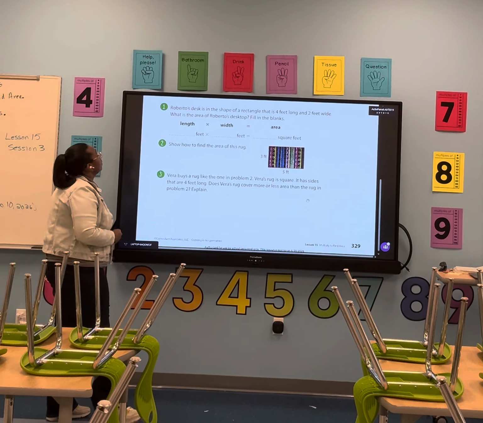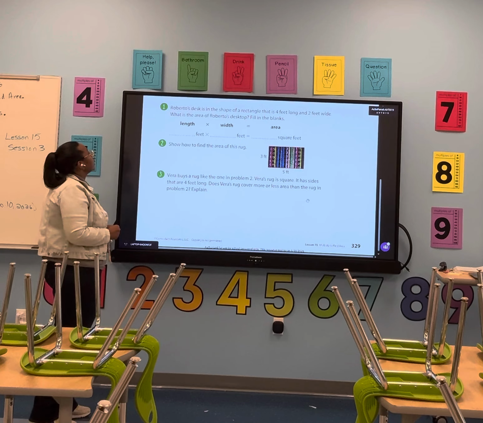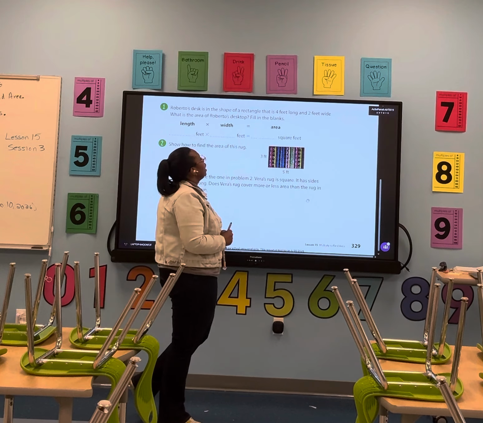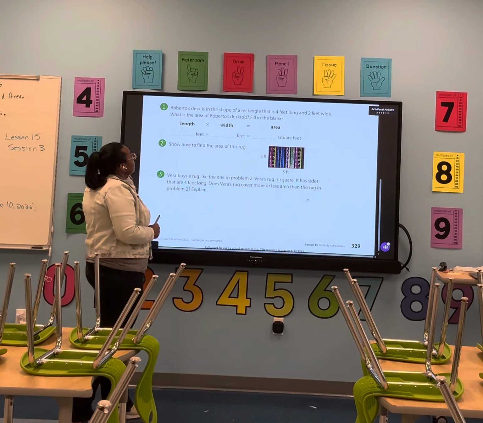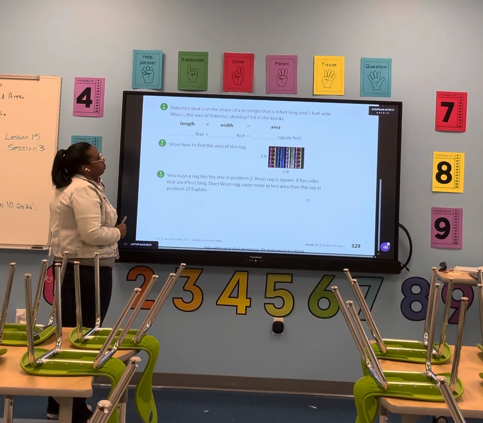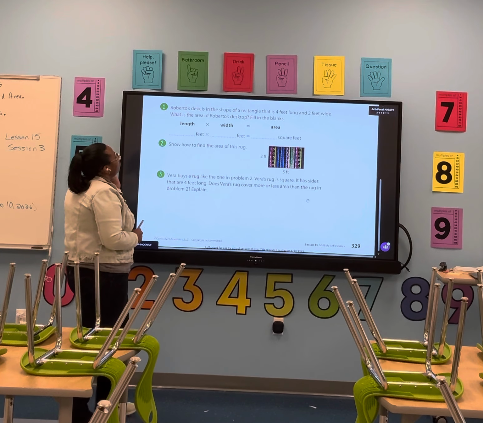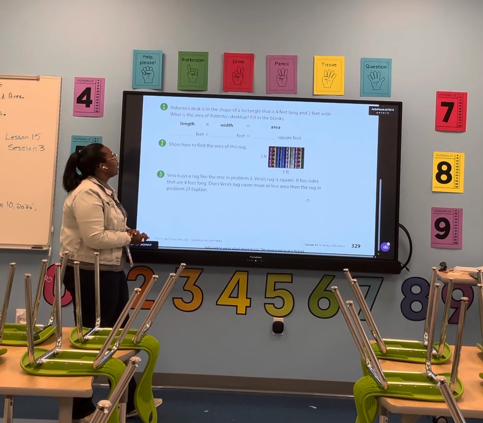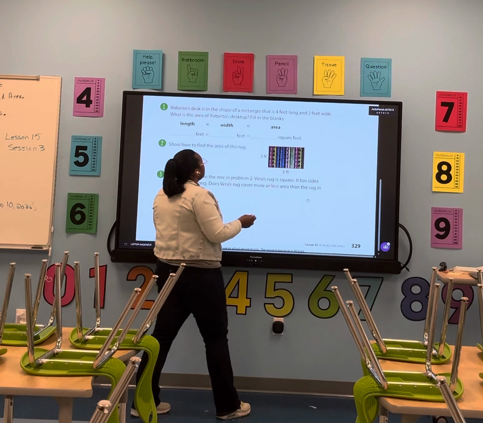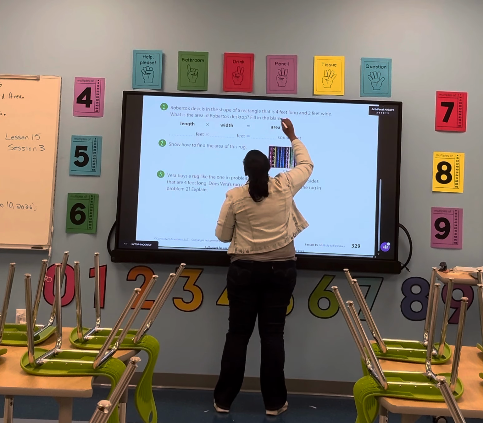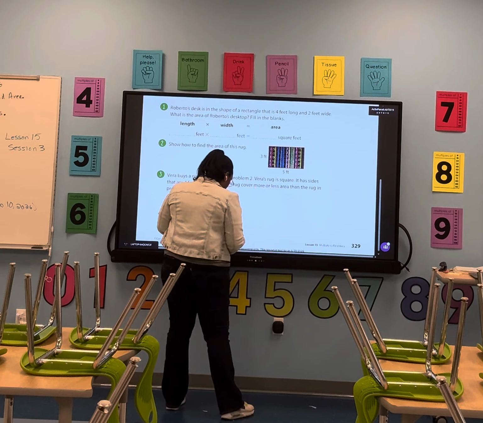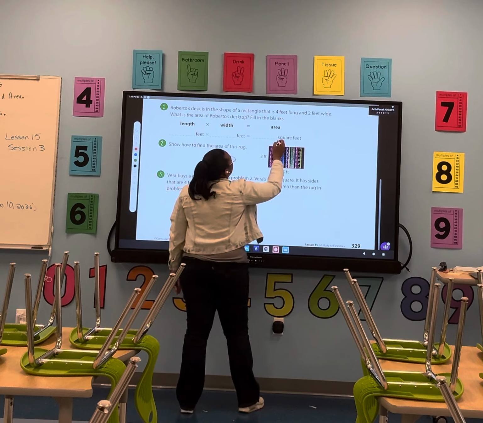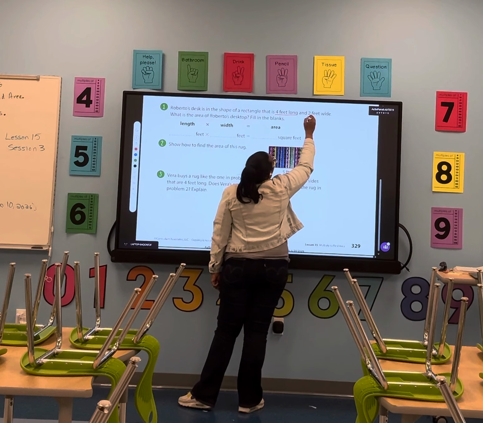For number 1, it says Roberto's desk is in the shape of a rectangle that is 4 feet long and 2 feet wide. What is the area of Roberto's desktop? Fill in the blanks. Okay, let's look at our important numbers. They tell us that the rectangle is 4 feet long and 2 feet wide.